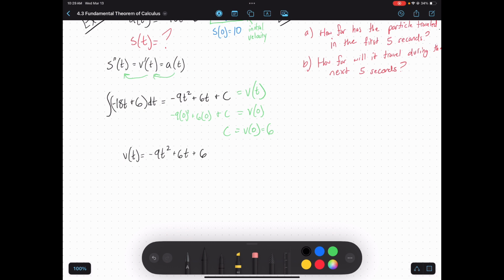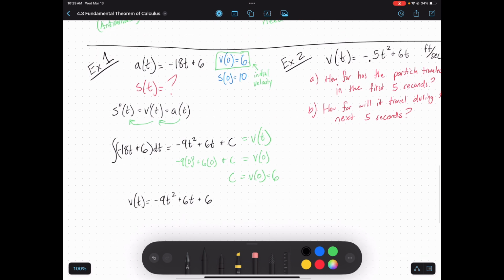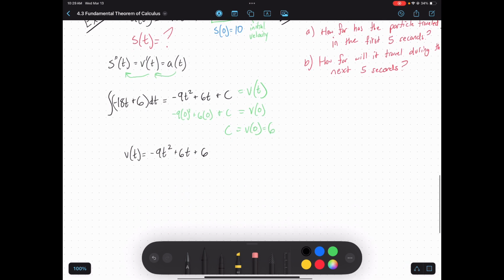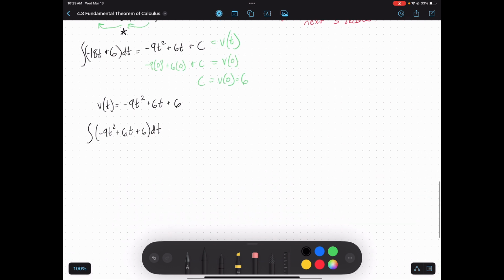Now, if only I were done here. But remember, I'm trying to find the position function, which means, what do I do with this velocity function? I take the indefinite integral of it again. Right? I've gone this far. Here's a little star, because this is like those maps. You are here, right? I've taken the antiderivative once to get my velocity function. I now need to take the antiderivative again to get my position function. So what does that give me?